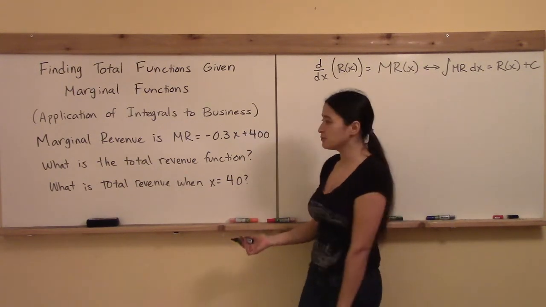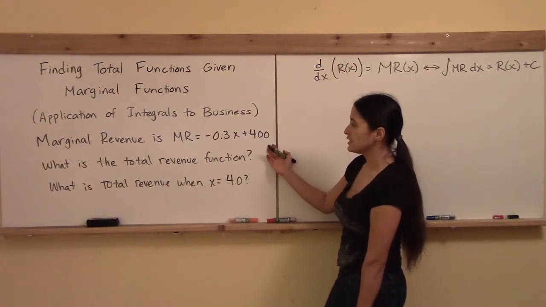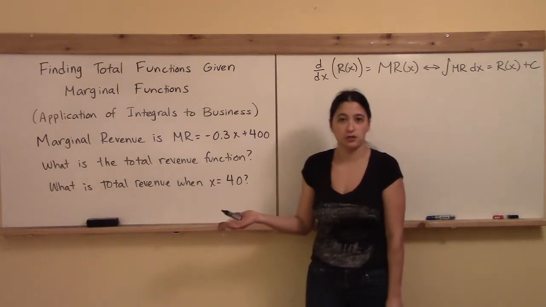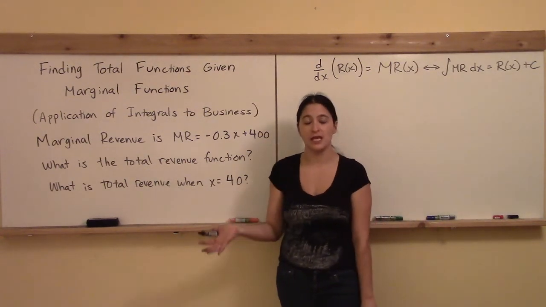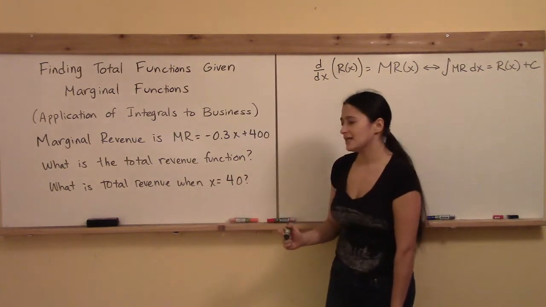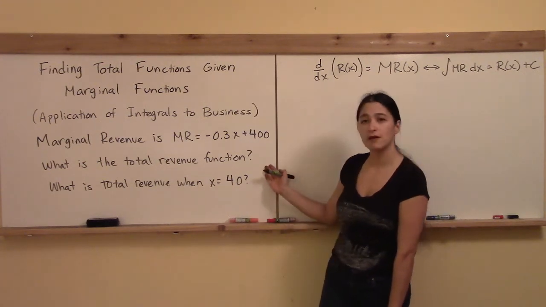So, for example, let's pretend that the marginal revenue for my company is equal to the function negative 0.3x plus 400. All I have is the marginal revenue. For some reason, I was only able to keep track of the marginal quantity. But can I still find out some things about that total quantity? Can I find the total revenue function?